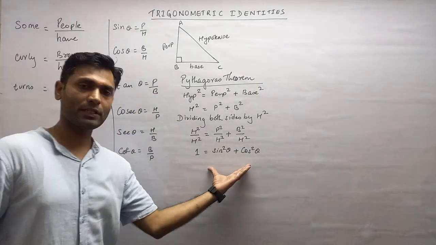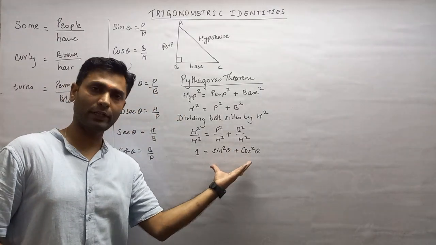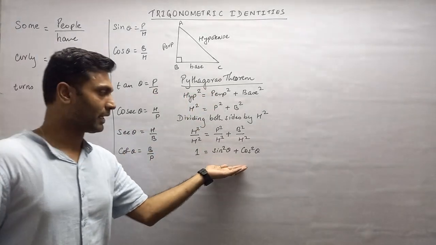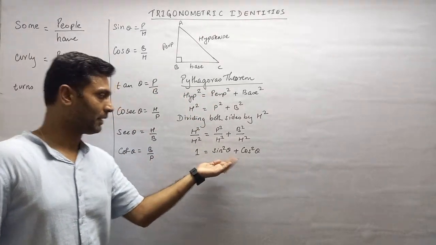So we have got our first identity. There is no need to memorize. If we just know the Pythagoras theorem, we can get the identity.